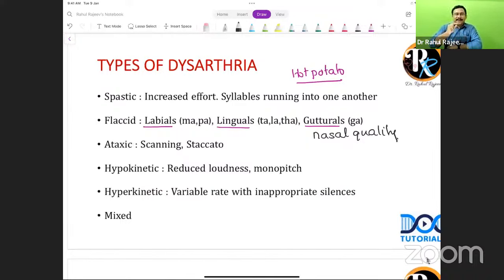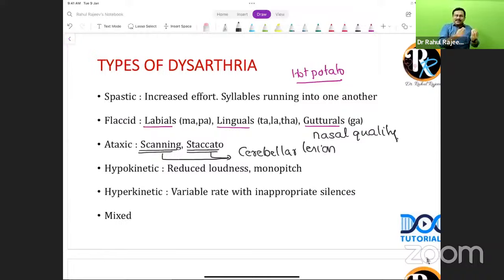Then you get ataxic dysarthria. Ataxic dysarthria happens in cerebellar lesions where you have scanning speech and staccato speech. Scanning means there is an undue separation of syllables. My name is Rahul, with undue separation of syllables. This is scanning speech. Staccato speech means there is undue stress on syllables. My name is Rahul, with certain syllables being stressed too much. This is known as staccato speech. So scanning speech and staccato speech are classically seen in what? Cerebellar lesions. Will all patients have this type of speech in cerebellar lesions? Need not be.